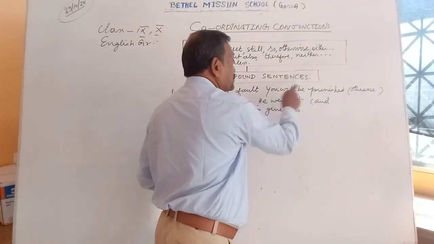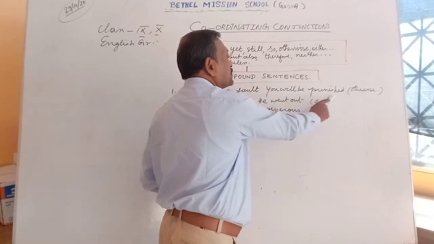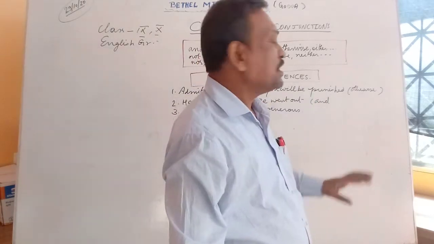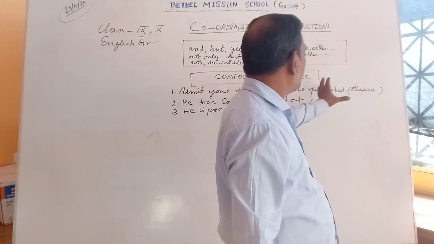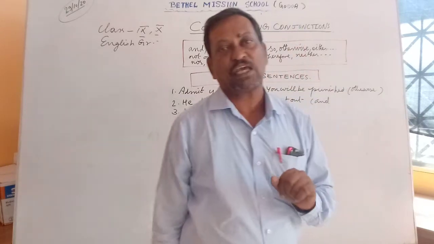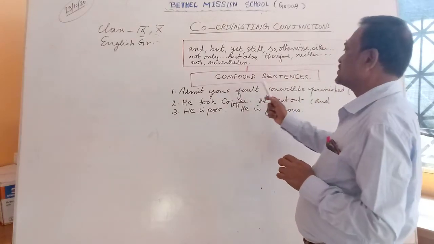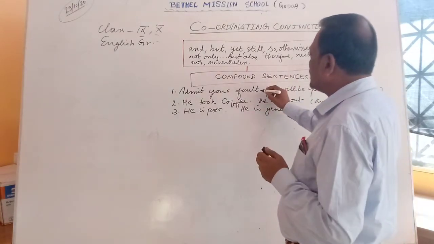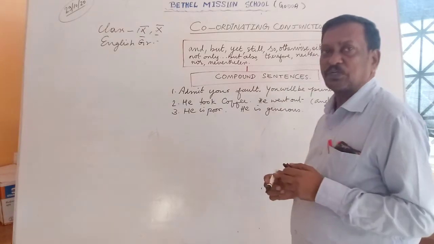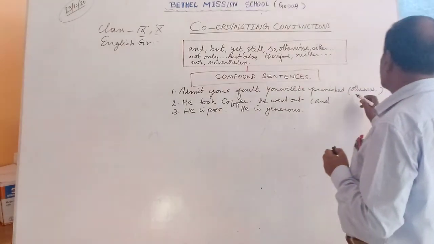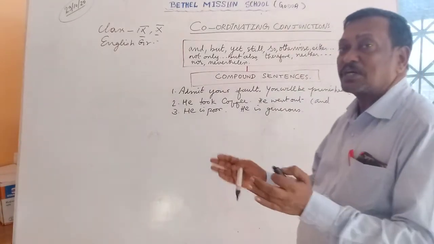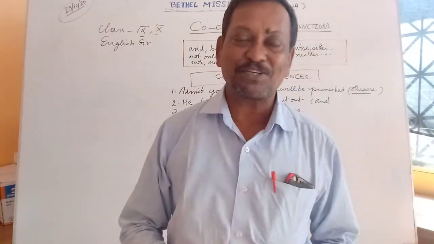You will be punished. Here you is the subject, will be punished is also a verb. So you have a subject, you have a verb and it gives you a complete meaning. So there are two sentences, two independent sentences. Now, what we are going to do is club them or combine them. That's the job that we are going to do.